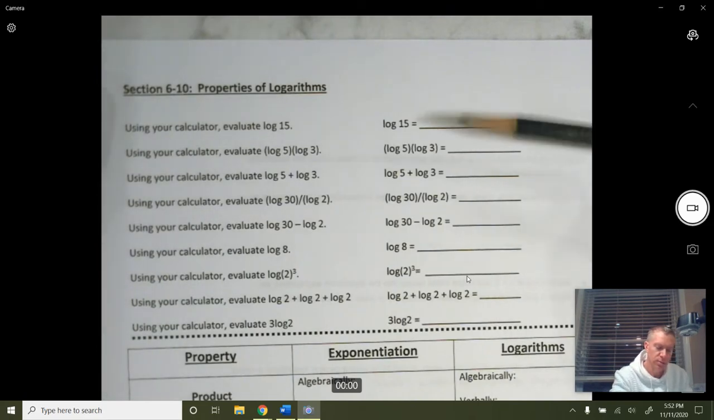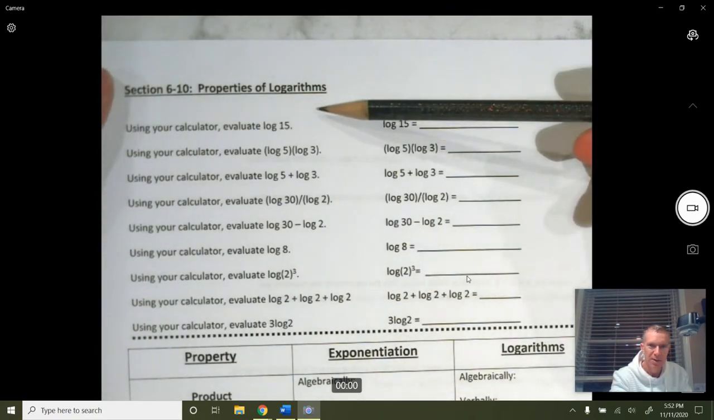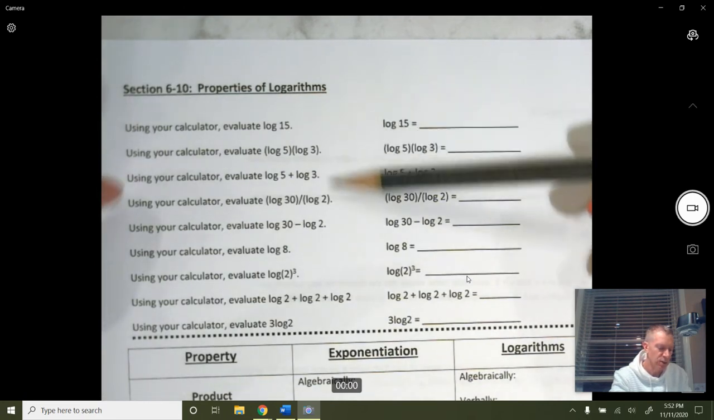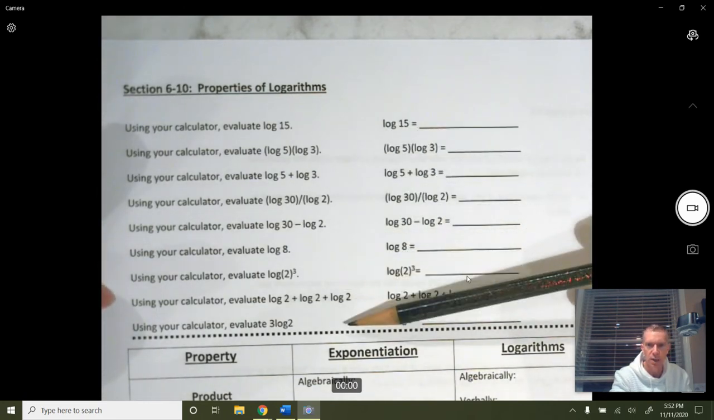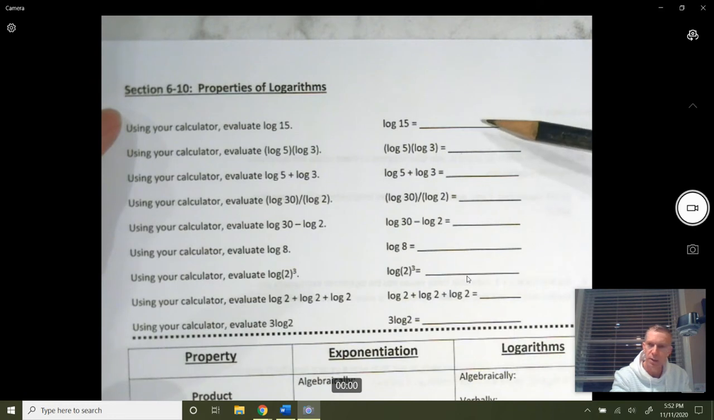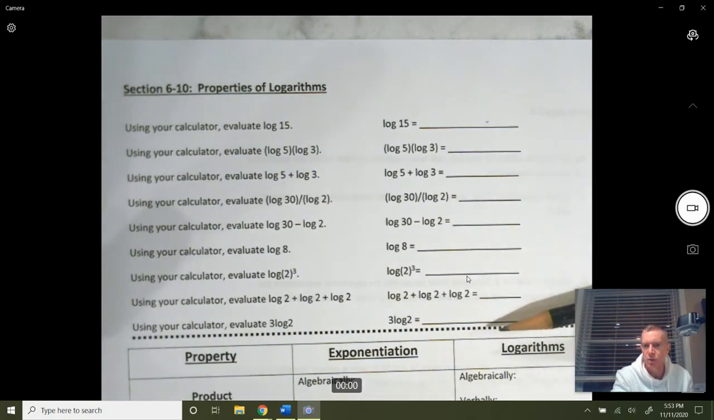Before we do that, I'm going to ask you to go through each of these at the top. This is just kind of an investigation. You're going to go through each of these with your calculator, and put your answers here to about 4 decimal places. You're going to compare some of these, and I want you to see if you can come to some conclusions, or at least guesses, on how these properties work. If we have time in class, we're going to do this in class.